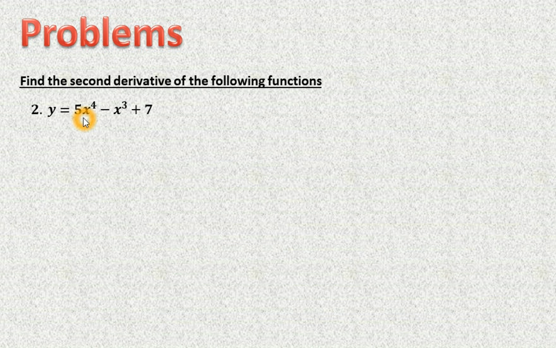The second problem: y equals 5x power 4 minus x cubed plus 7. First we find the first derivative, dy by dx, equal to 5 times the differentiation of x power 4, that is 4x cube, then the differentiation of x cube, that is 3x square, then the differentiation of the constant term, that is 0. Simplifying, we get 5 times 4, that is 20x cube, minus 3x square. Then we find the derivative of this part again, that is d square y by dx square.